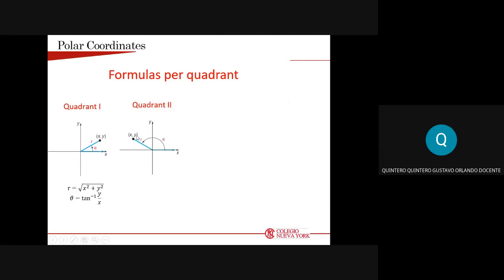What happens when the point is in quadrant two? A point anywhere in this quadrant. Here are the formulas. The distance is the same, same formula for distance. But the angle theta has a correction. You need to add 180 to the angle. What happens when the point is in quadrant three? Well, the same formula for the distance, and again, a correction for the angle. So we have corrections in quadrants two and three. That is simply because the angle is too big. When the angle is too big, we have to add a correction, 180.